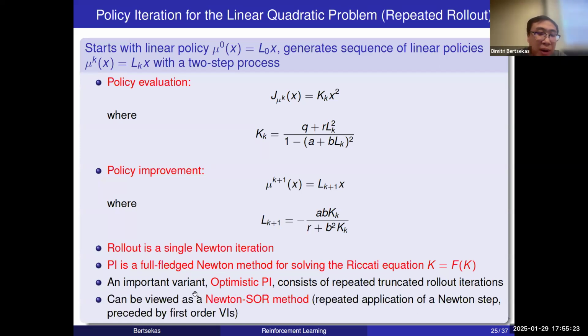Mathematically, this can be viewed as the Newton SOR method, repeatedly applying a Newton step preceded by first-order value iterations. SOR here stands for successive over-relaxation, and VI here, of course, stands for value iteration, but it's not value iteration involving minimization. It's value iteration corresponding to a given policy. So this is the F_L operator, not the F operator.